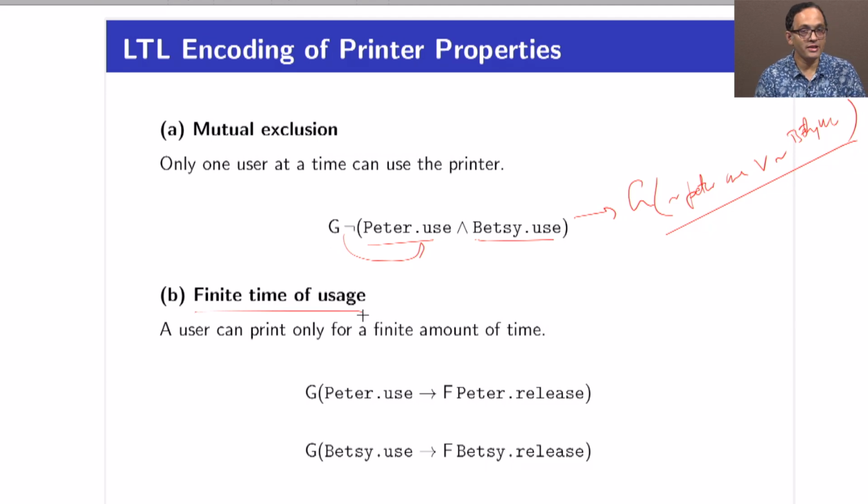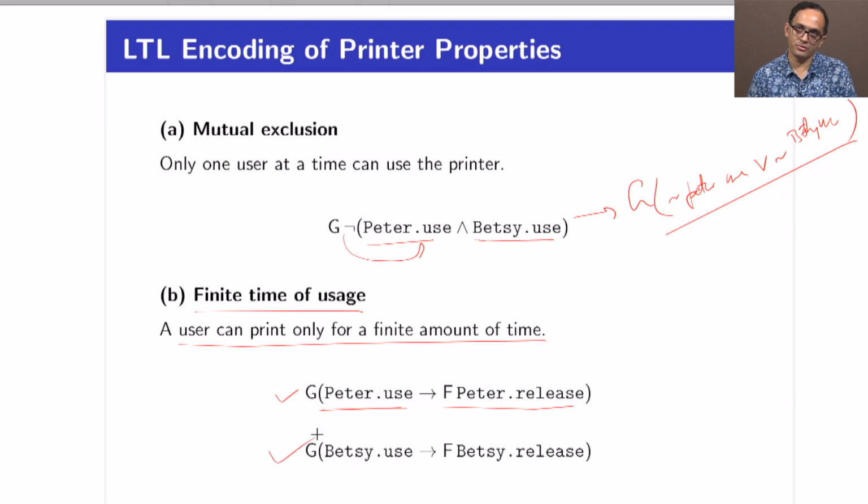The next one was the finite time usage, where I say a user can print only for a finite amount of time. It means what? If Peter use, so Peter use means Peter is using, implies in future Peter will release it, right? And this is globally true. It means if Peter is using, in future definitely he has to release. It is not globally Peter use true. If you write globally Peter use true, it means Peter is always printing. So that is not the case. If he gets access, that means Peter is using this, in future he will release it. And same thing for Betsy as well.